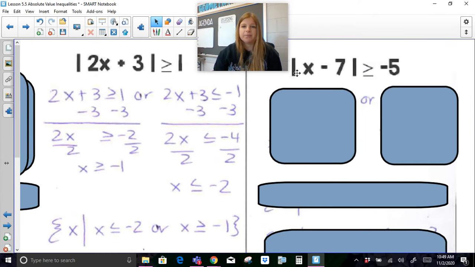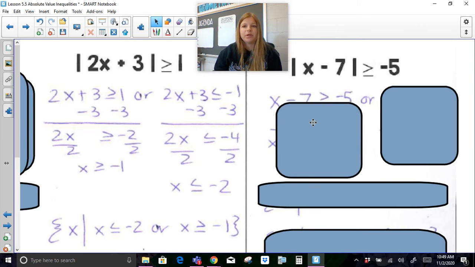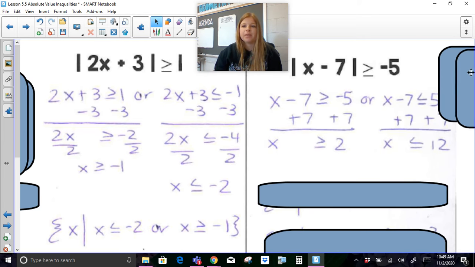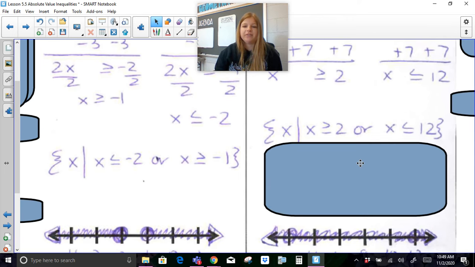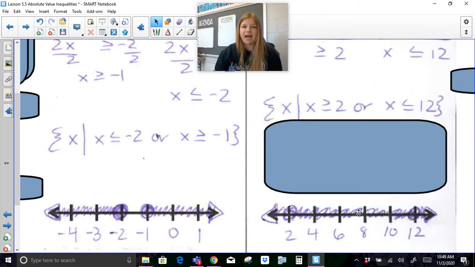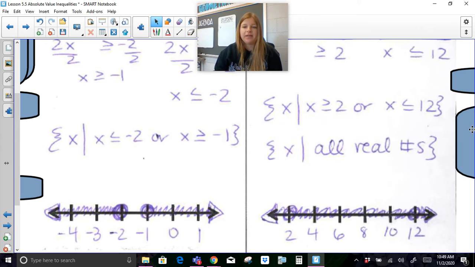And then my last one, absolute value of x minus 7 is greater than or equal to -5. Absolute value of any number in the world will always be positive, and any positive number is always going to be greater than -5. But if I went ahead and solved this, and again, it's or, and I graphed it, I'm going to notice the entire number line is shaded in, and that's how I know it's all real numbers.